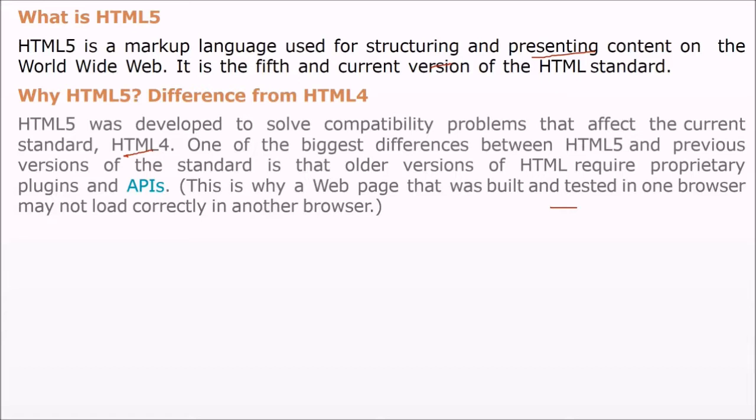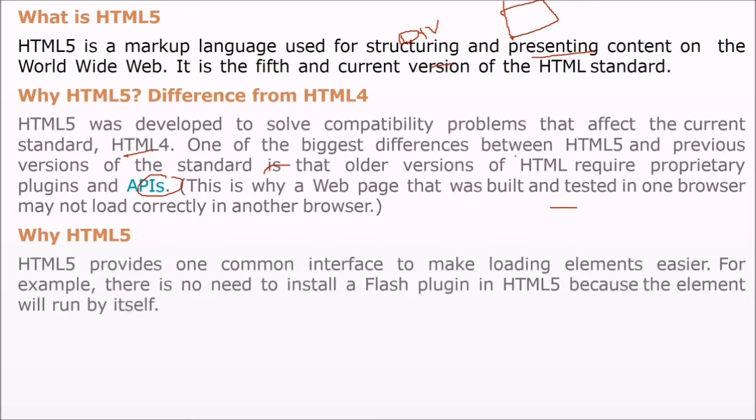The biggest difference between HTML5 and the previous version is that HTML4 always required plugins like Flash, and APIs. In HTML5, you have inbuilt canvas, and you can show video and audio inbuilt. For structure, earlier you needed to use a lot of divisions, and in HTML5 you just have the header, footer, and body.